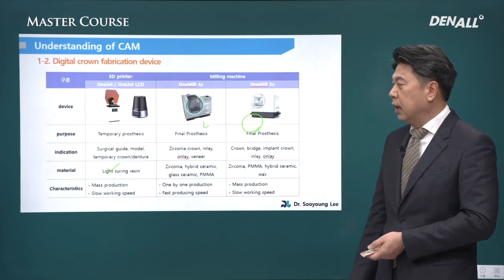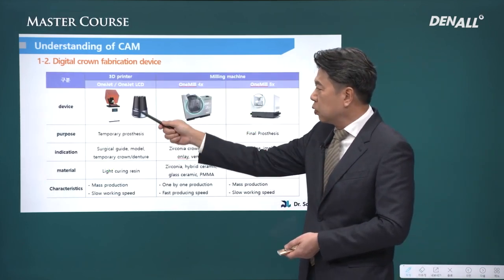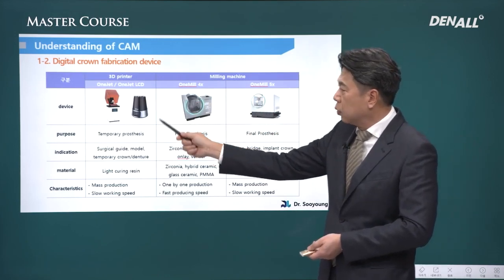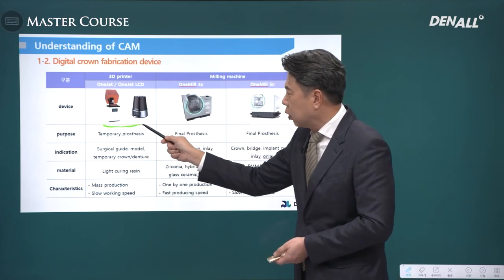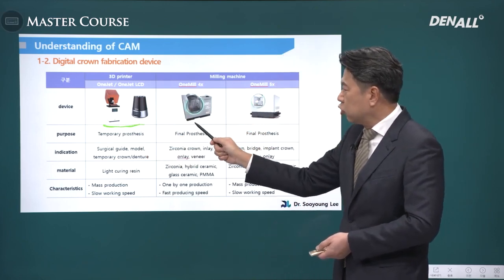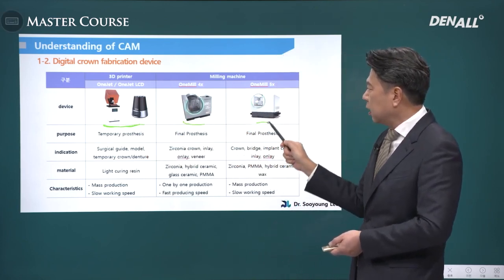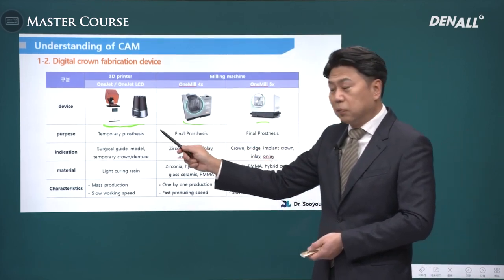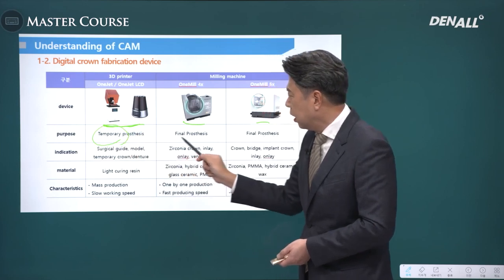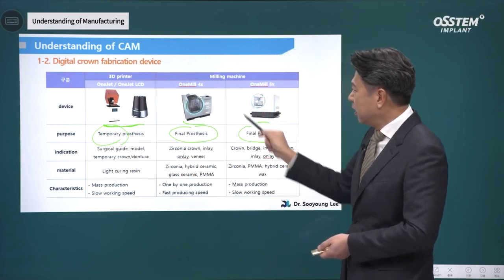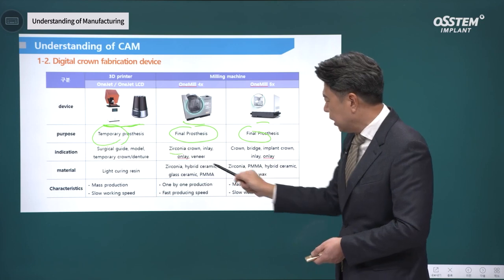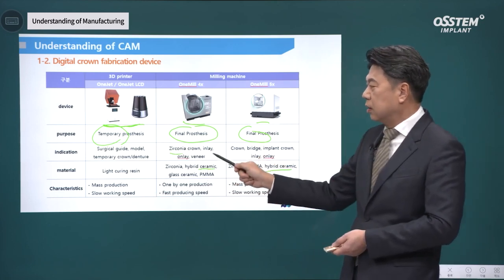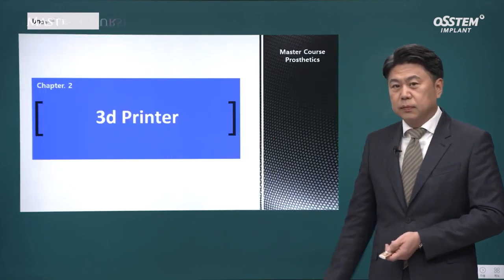This table shows the summary of Austin products. The 3D printers, these two, as I said before, and there are two types of milling machines, 4-axis and 5-axis. I will not go into the details. These are for temporary fabrication, and the milling machines are for final restorations, because zirconia, ceramic, or hybrid ceramic can be used.